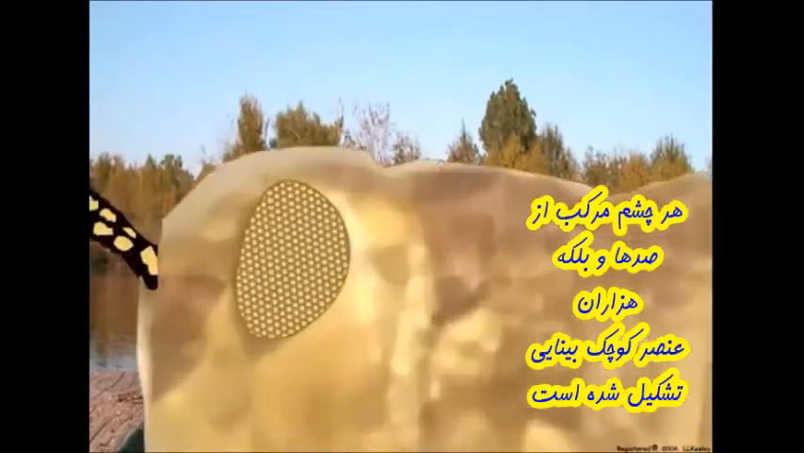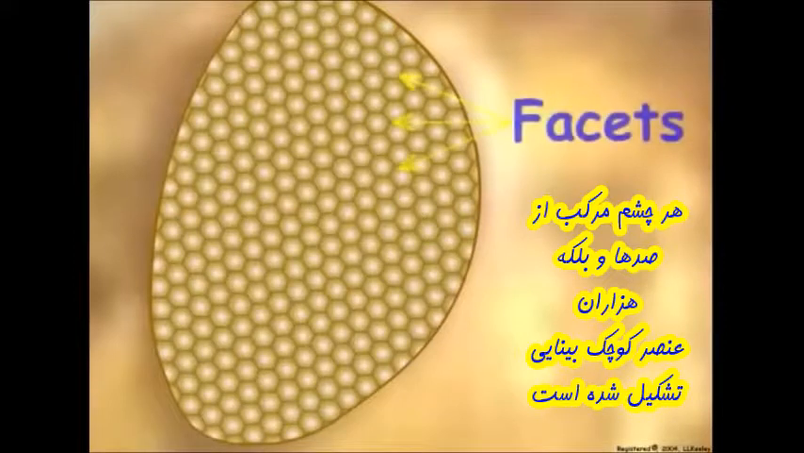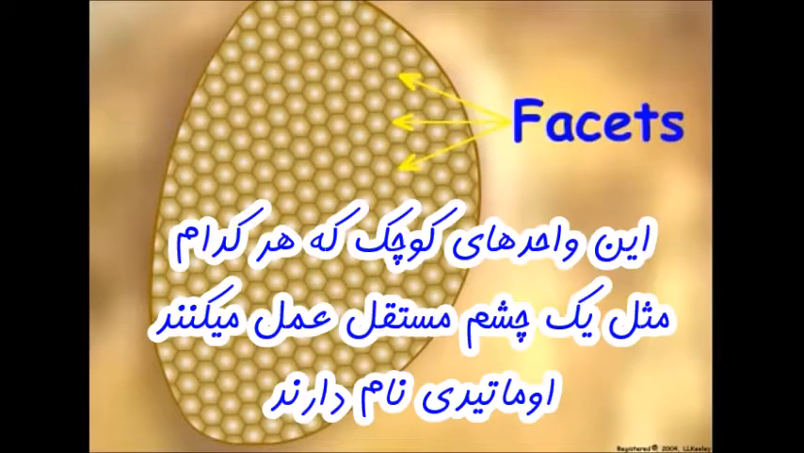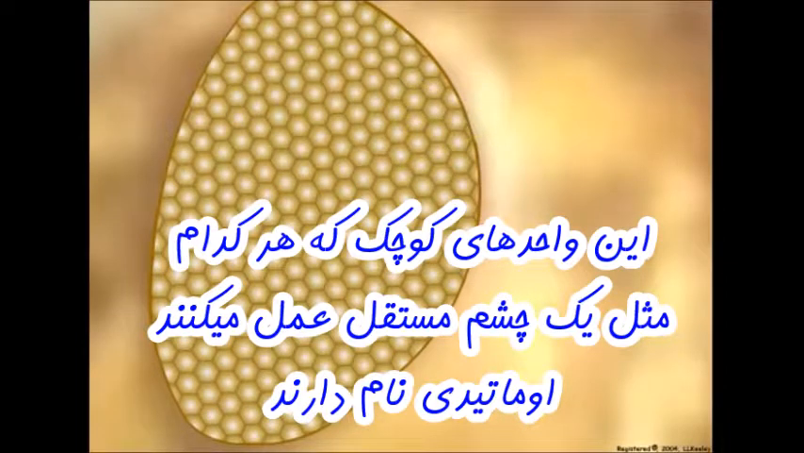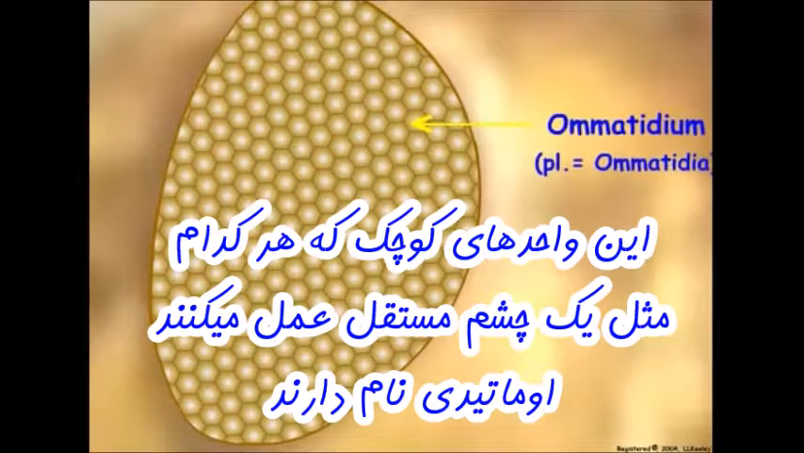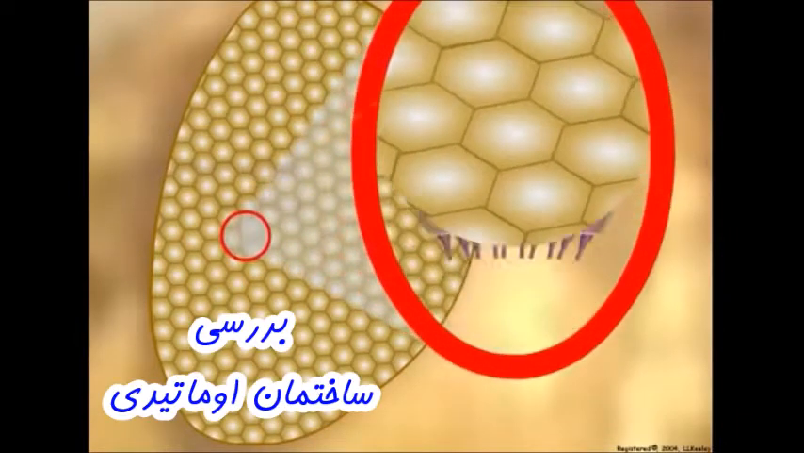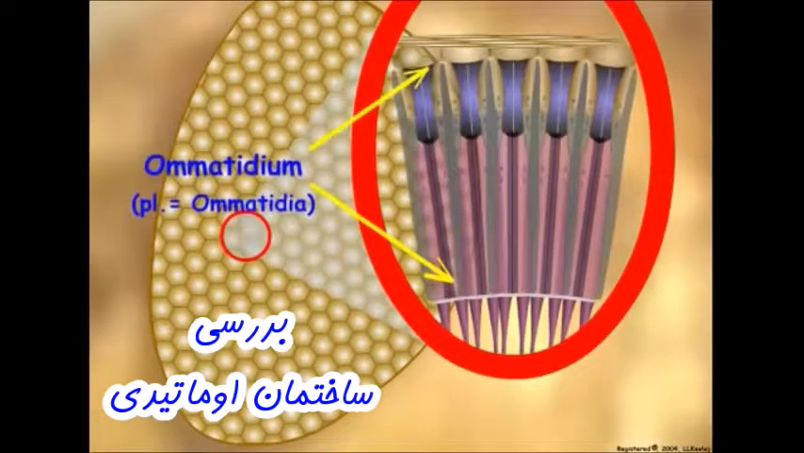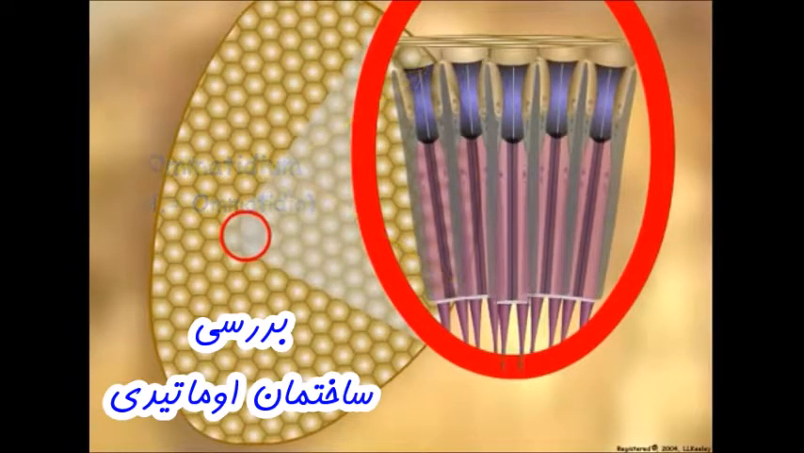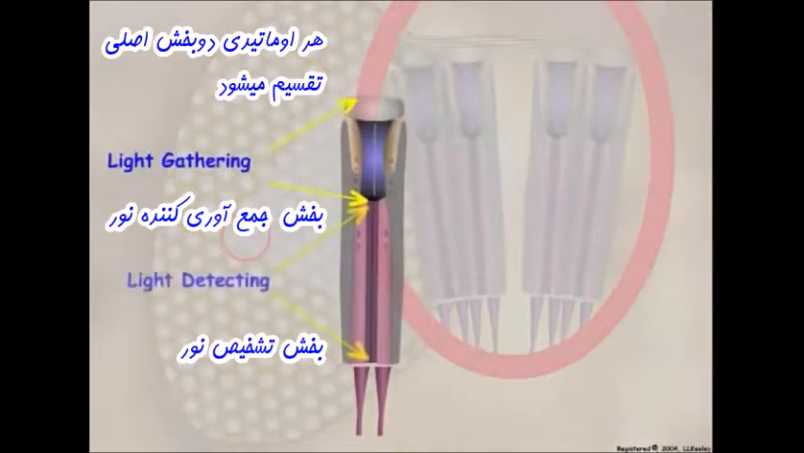The compound eye appears to be comprised of many hundreds or thousands of tiny facets. Each facet is actually the corneal lens for an individual photoreceptor unit called an ommatidium. Let us look at the detailed structure of an ommatidium. An ommatidium is divided into light-gathering and light-detecting components.